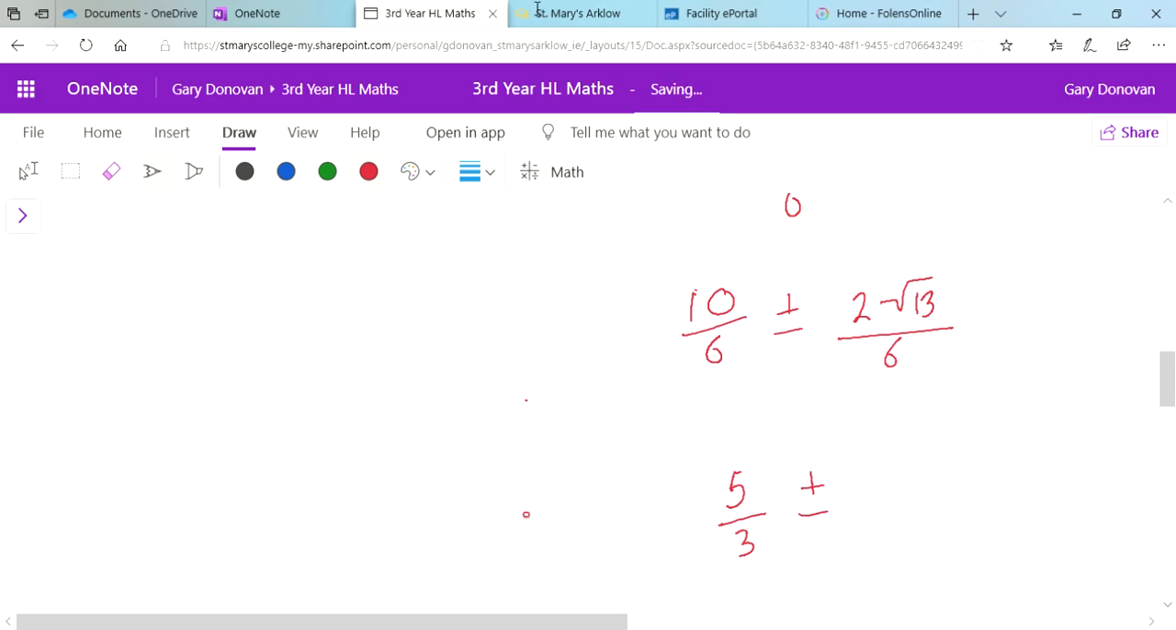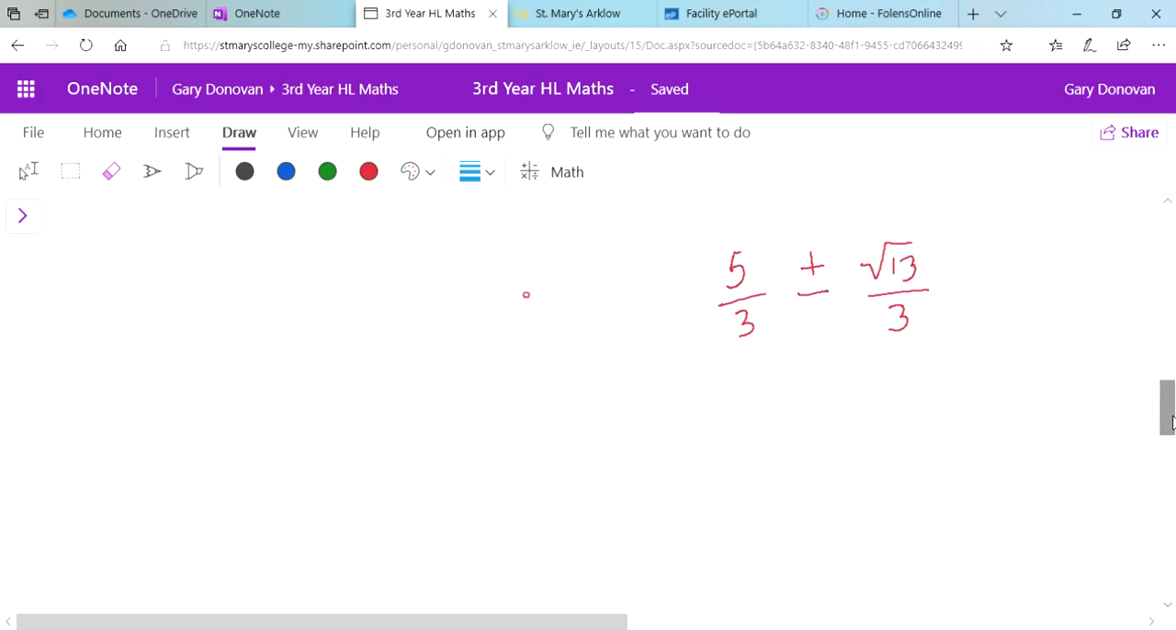plus or minus, 2 goes into 6, 3 times, 2 goes into 2 once, so square root 13 over 3, which again, we can join up those fractions again. Sorry, something's going on here with the computer. Hold on. Yeah, we can join up those fractions again, and that will give us 5 plus or minus square root 13 all over 3.